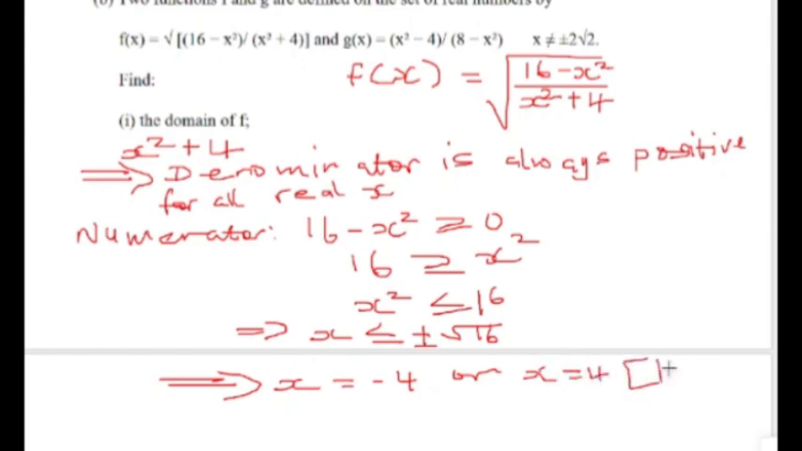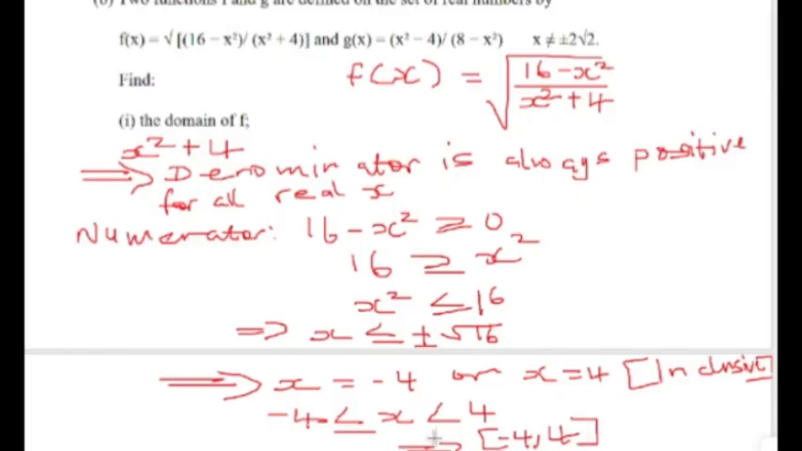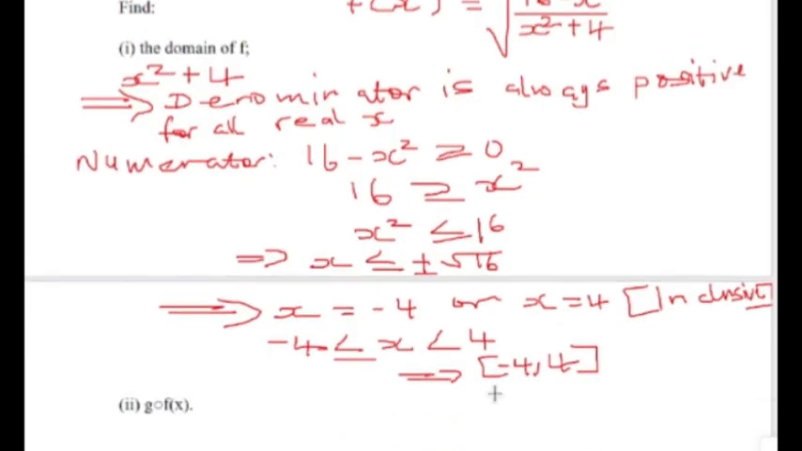Now, these solutions are inclusive, okay, because of our initial condition of greater than or equal to 0. So the final solution here will be, we're going to have a range -4 is less than or equal to x, x is less than or equal to 4, which we can also write in interval notation. Great. So this is the domain of f. Done that. Now g of f. This simply means we need to insert f(x) into g.